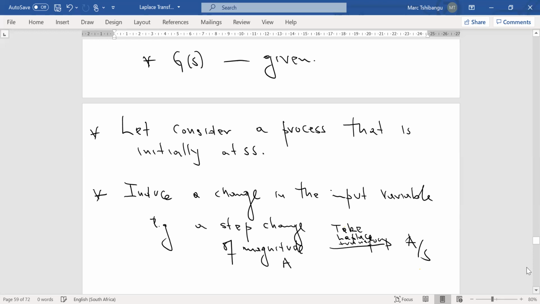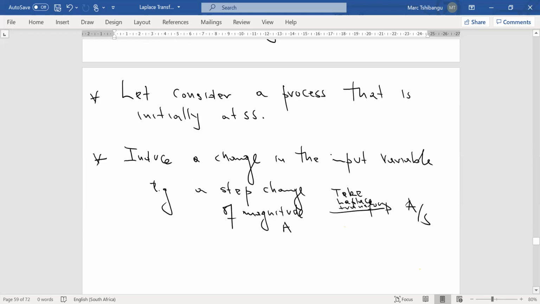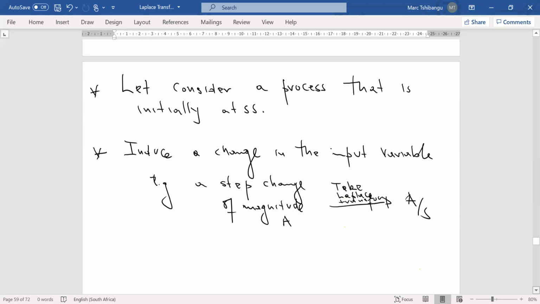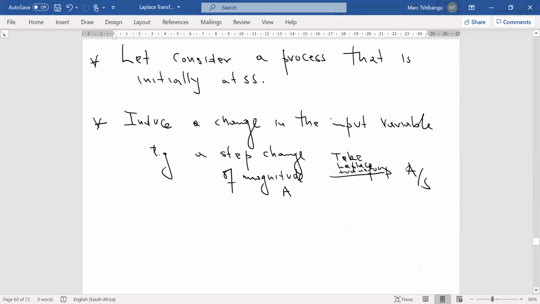So you've got a process that is initially at steady state, and then you induce a change, and that change is assumed to be a step change of which the magnitude is A. And we know that the Laplace transform of a step change of magnitude A is A over S.